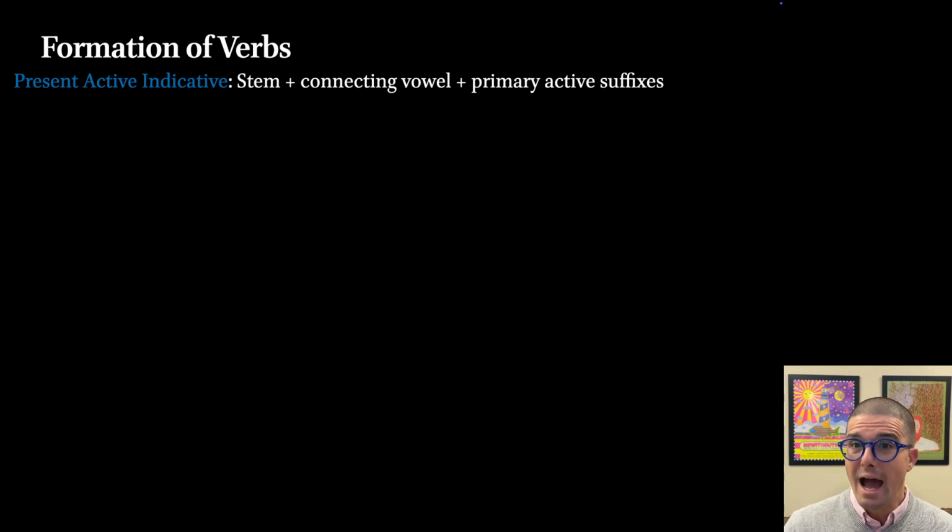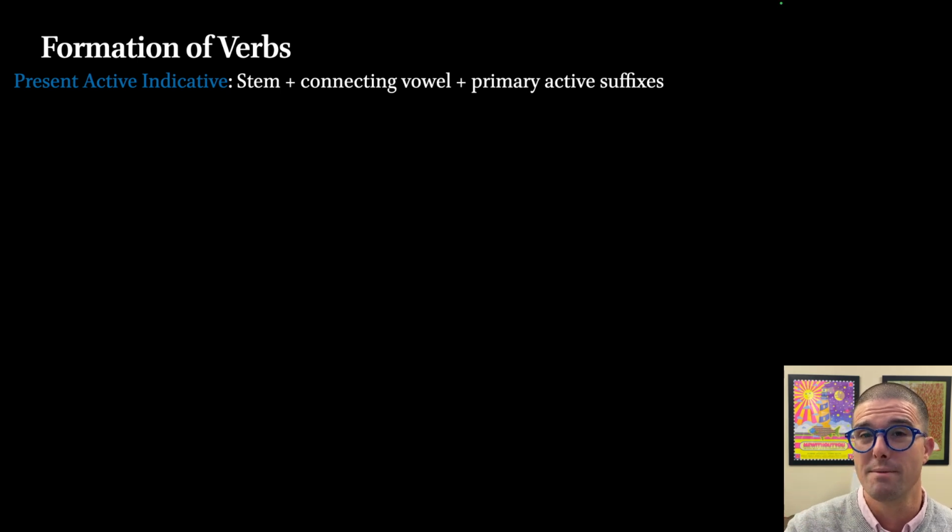So as to how the present active indicative forms, what we have is the stem, the basic part of the verb, and then a connecting vowel. And as we will see, the connecting vowel is actually embedded into the next part here, the primary active suffixes, in many of the cases of these particular suffixes. So as we continue in our Greek journey, this slide is going to get bigger and bigger.